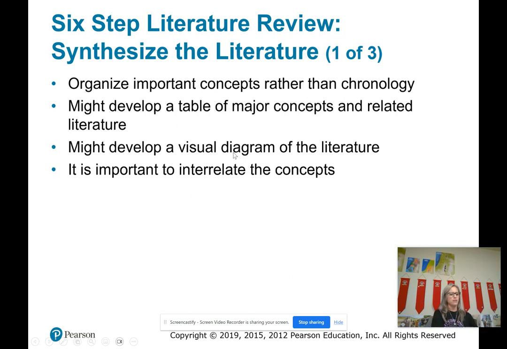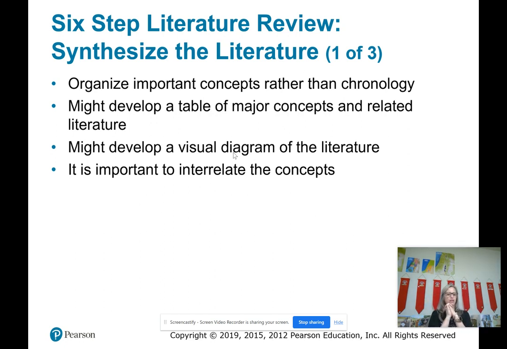So step 5 of the literature review process, now you're going to synthesize the literature. When you synthesize it, you're organizing it by important concepts and developing a visual diagram. The goal is to report the key themes related to your topic. You don't want to just list the reports linearly. You want to synthesize the reports by organizing them by concepts and interrelating those concepts. You don't want to just say this one said this and this one said this. You need to form it together like a web.